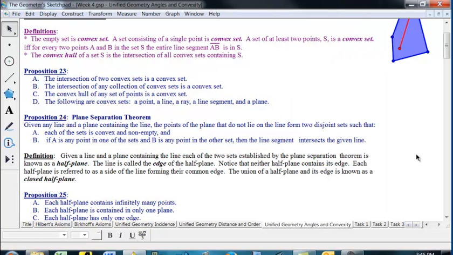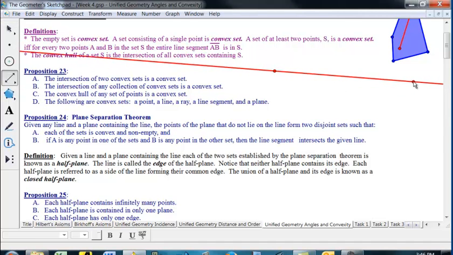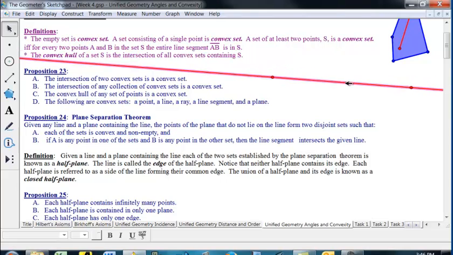Now we have proposition 24, that's our plane separation theorem. It says if we have a line and a plane containing the line, the points of the plane that do not lie on the line form 2 disjoint sets such that each of the sets is convex and non-empty. Okay, so let's illustrate that. We have a line here, and basically we have these 2 sets, the points up here and the points down here.